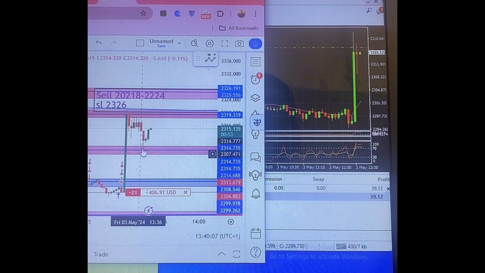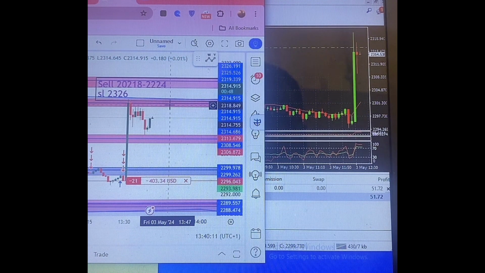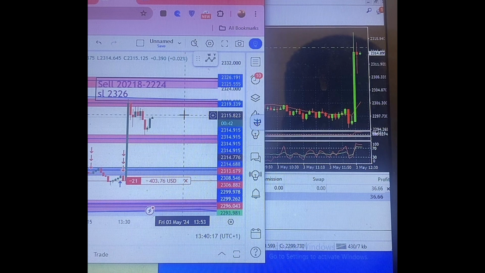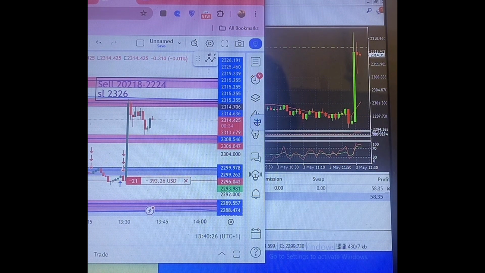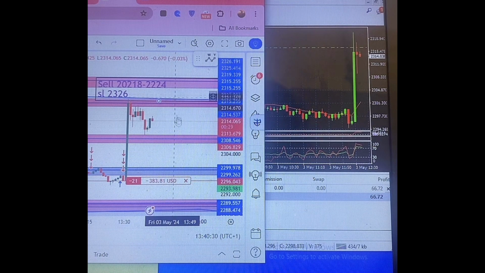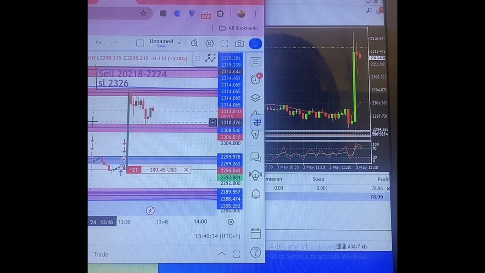This place was a former resistance, so the news breakout formed a support. Now you can see it's respecting the same support zone to go up to the resistance zone. You understand? So I'll place break even. I've secured about $1,500, so I'm just going to wait with this one to see what's going to happen.